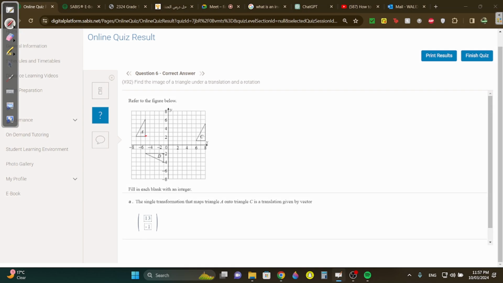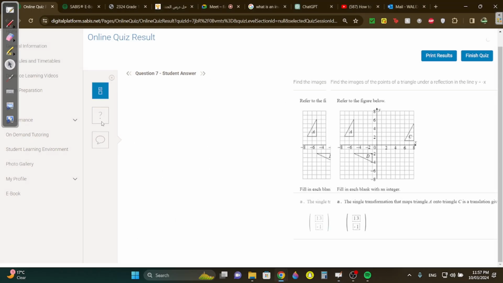From A to C, A is negative 5, 2, C is 8, 1. Final minus initial, so 8 minus minus 5 is 13, 1 minus 2 is minus 1. Question 7.